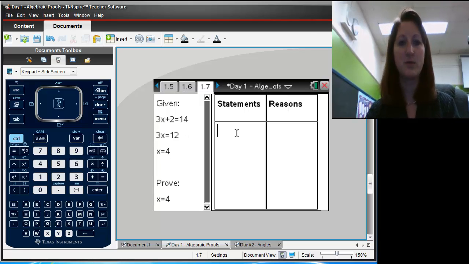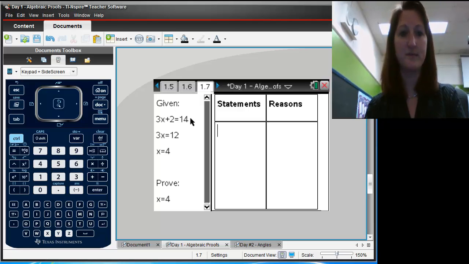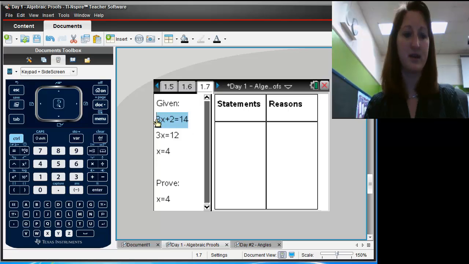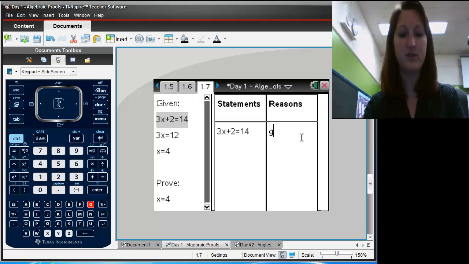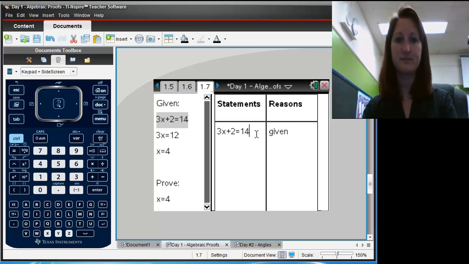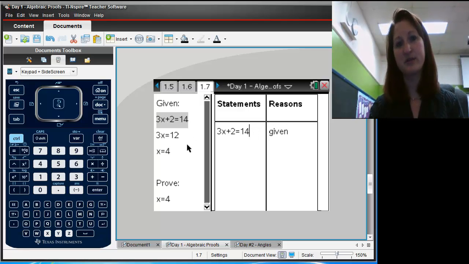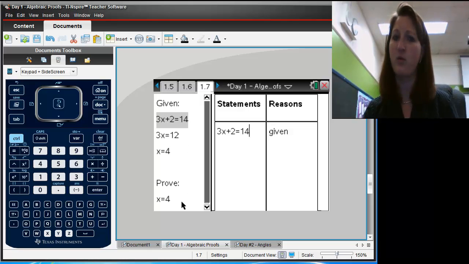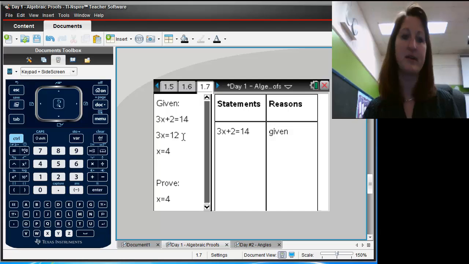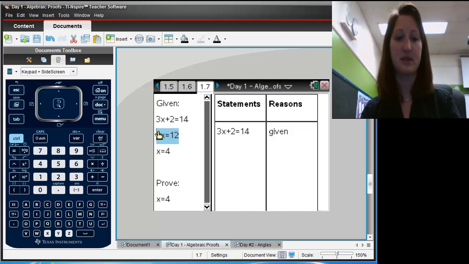So again, what we want to do is write that up as a proof. We're going to start out with the thing that we're given. So again, I'm going to grab my given statement, copy it over here. The reason that I know that that is true is that it was given. Now, everything below this was not given to me. This is the work that I did to try to figure out why x is equal to 4. But this is the second statement that's going to go in my proof.